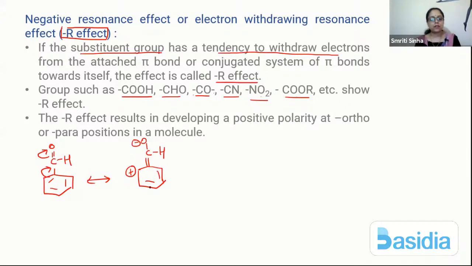And this positive sign will keep on revolving in the ring only and only at ortho and para position. That means this minus R effect is only and only seen again at ortho and para position, and minus R effect decreases the electron density at only ortho and para position. So whether it is plus R effect or minus R effect, only para and ortho positions are affected.